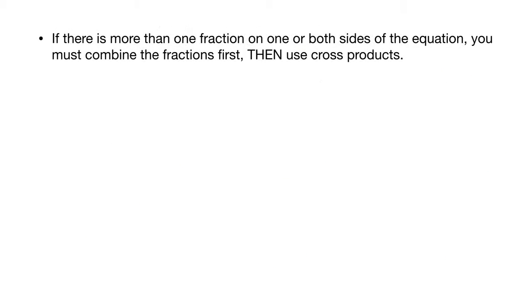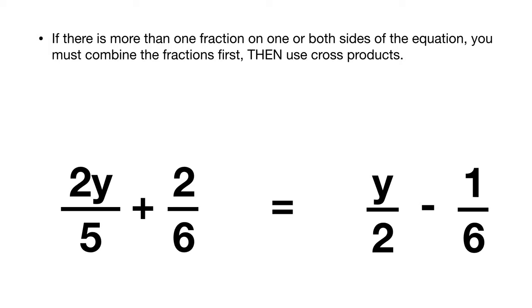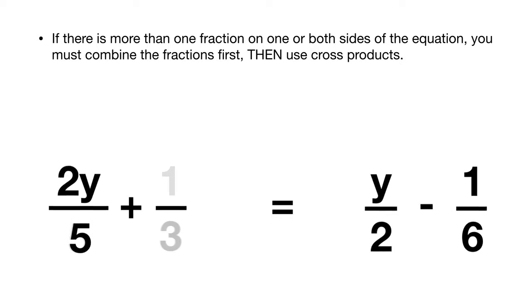All right, if there is more than one fraction on both sides of the equation, you must combine the fractions first, then use cross products. So, oh no, look, these are different fractions. There can't be two fractions on each side. So the first thing I'm going to notice here is, why does this say 2/6? I do not want it to say 2/6 here. Better. Not there anymore.